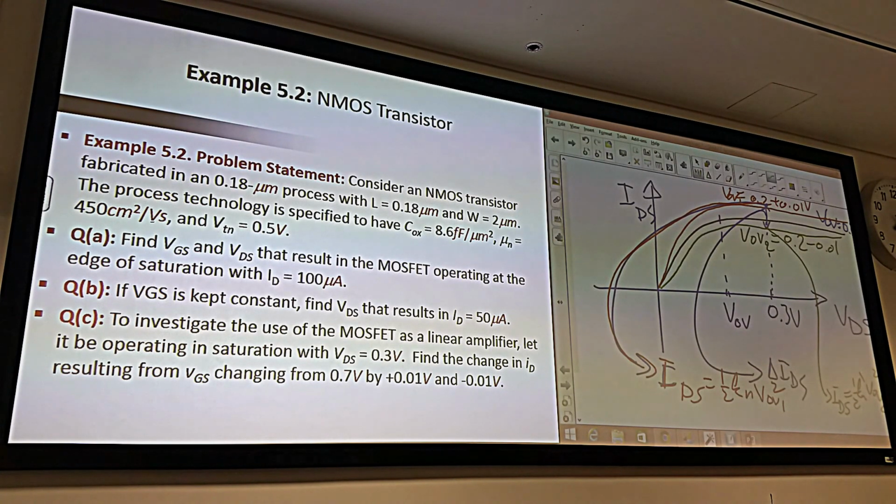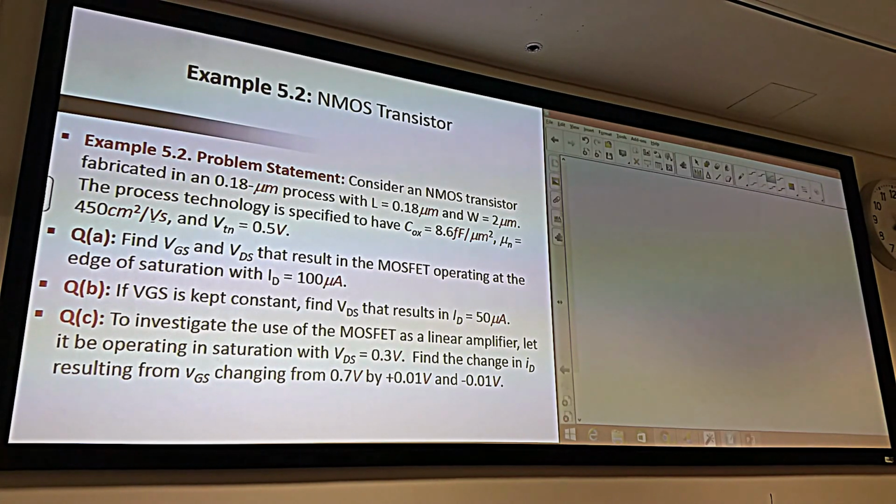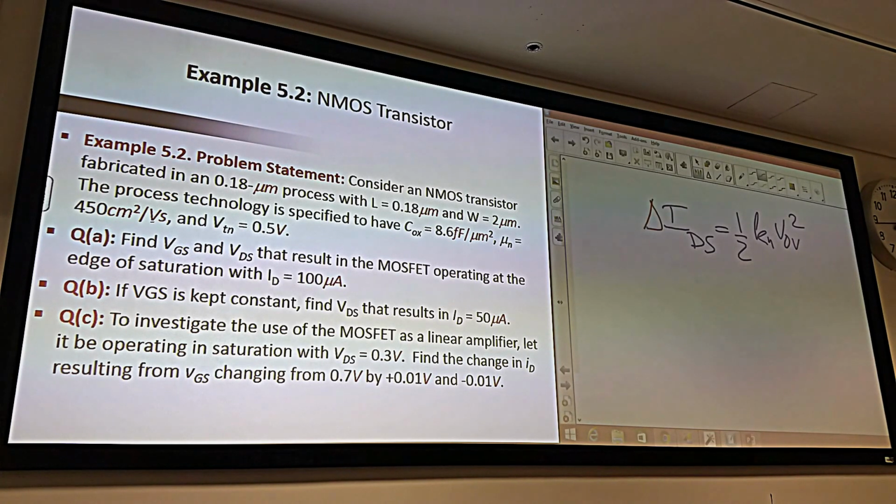Very good, excellent. Now, if we go to another solution, this shows you the beauty of math. In saturation, we have IDS equal to half Kn times V overdrive squared. Look at this beauty. Let's differentiate both sides. Delta IDS. This is correct. Good.